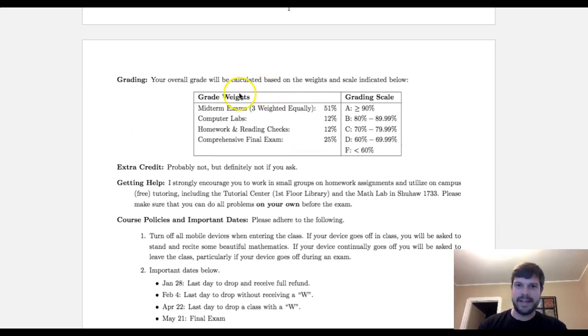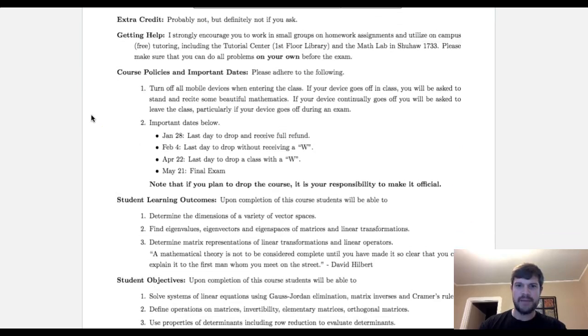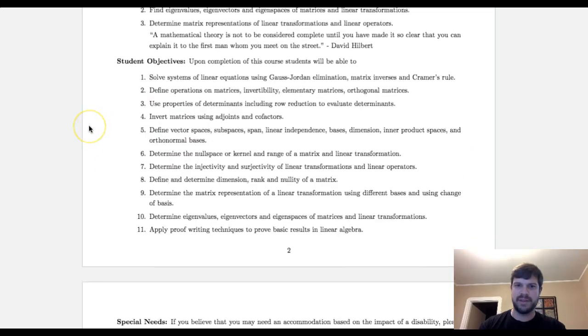Okay, your grading breakdown. Midterms are worth 17% each. Finals are worth 25%. The final is about 1.5 times the length of the midterm, so it's about 1.5 times the weight. And then those 3 computer labs are 12% or 4% each. So those are worth quite a bit. And then all the homework, assignments, and these reading checks are the rest, the 12% of your grade. All right, of course, you should look through this. This material we're going to cover.